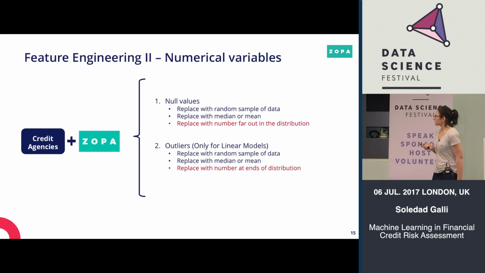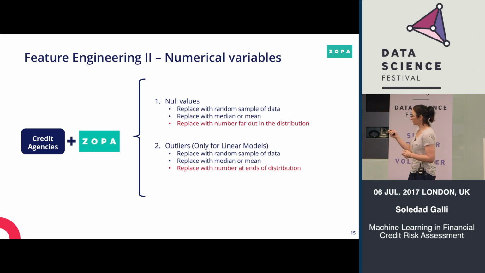For numerical variables, we have the same problems. We have null values, which is the absence of data. There are traditional methods to fill in those values. One of them would be to take a random sample of the data and fill in the empty value. Another method, which is similar to choosing the most frequent category, would be to choose the mean or the median. Again, we don't think that this is the way forward, at least not for our data, because if the information is not there, it has to be for a reason. So what we do is we replace it by a number that is within the distribution of the variable, but quite far out.